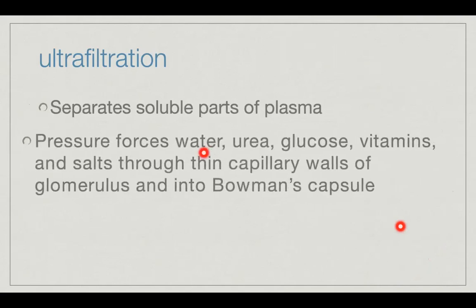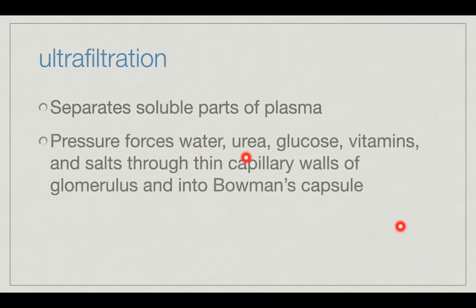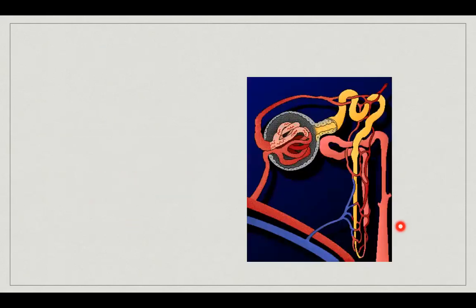Again, you've got water, which you want to keep, urea, you don't want to keep, glucose and vitamins you want, salt, depends on, because you need salts to keep the concentration of your blood under homeostasis. But all of these things, good and bad, are filtered through the glomerulus, and then it goes into the Bowman's capsule. So that's why I like this diagram.